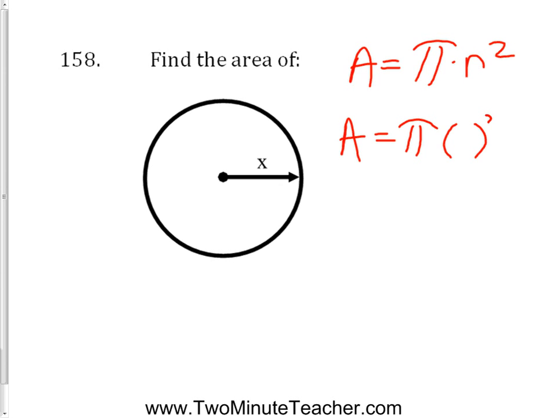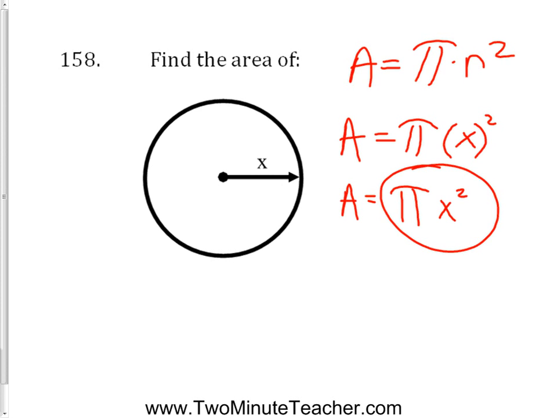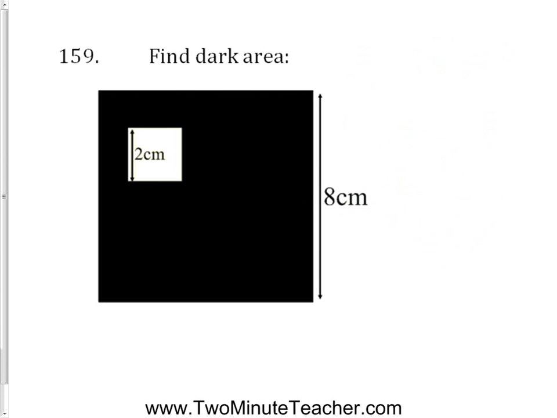And I know my radius squared, okay, my radius is x. So the area of this thing would be pi times x squared. And I know that's uncomfortable for some people to leave your answer with a variable in it, like x. But if they don't tell me what x is, then that's what I have to do. I have to leave my answer in terms of x and leave the x in the answer. Okay? All right. Next one.